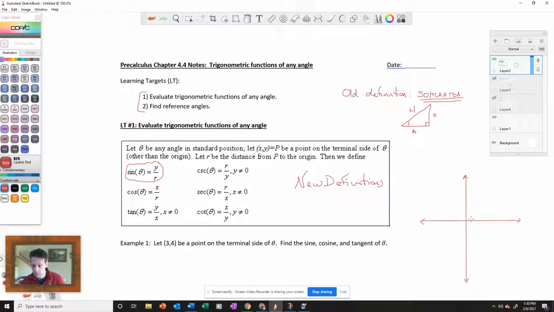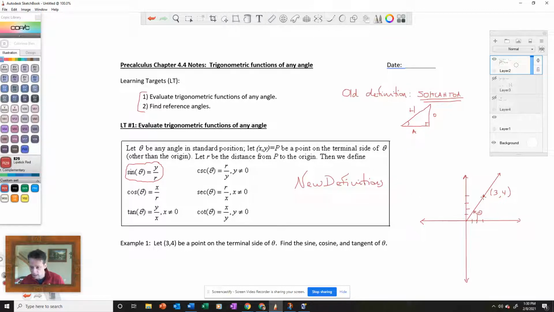So let's pick the point 3, 4. So 1, 2, 3, 1, 2, 3, 4. So here's the point 3, 4. And let's see what our definition says. So let P be a point on the terminal side of theta. So this is the terminal side of some angle. There you go. And this, of course, is therefore my angle theta. So it's telling us that we can define the sine as y over r.